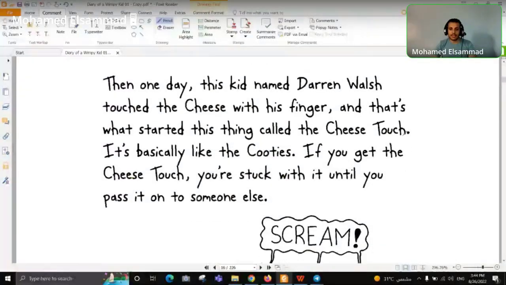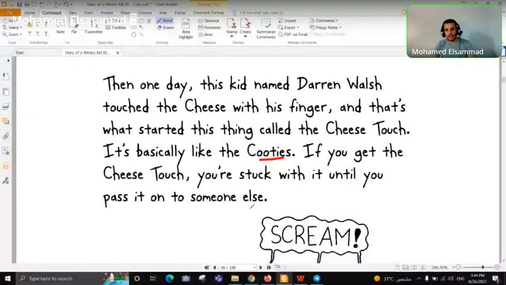Then one day, this kid named Darren Walsh touched the cheese with his finger. And that's what started the thing called the cheese touch. It's basically like the cooties. If you get the cheese touch, you're stuck with it until you pass it on to someone else. So once you touch the cheese with your finger, okay, you have to pass it to someone else.